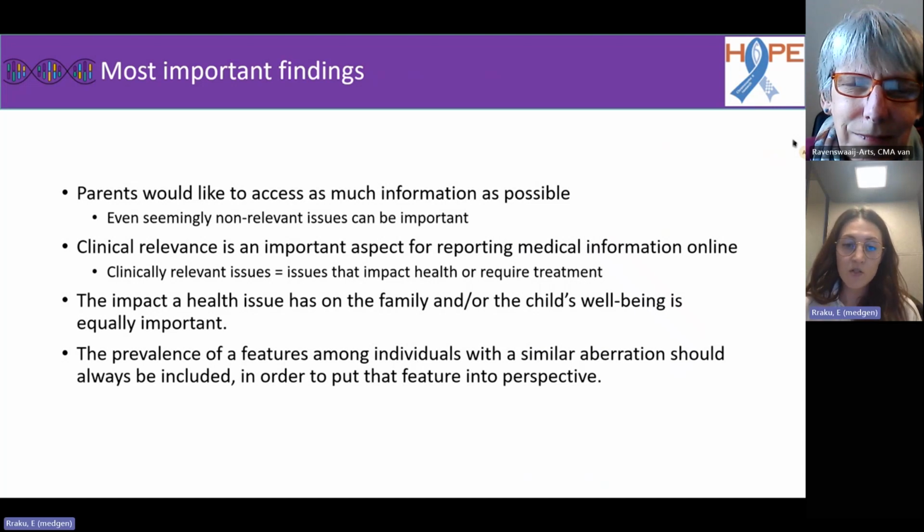Lastly, it was frequently mentioned that it is important to know the prevalence of each feature, so how often a feature was seen among the group of children with similar aberration, so that parents can know the likelihood or the chance of their child developing that issue, so they can put it into perspective. Now, these main findings were used, as I said, to create the statements later on in the following survey, in which agreement was reached among the experts.